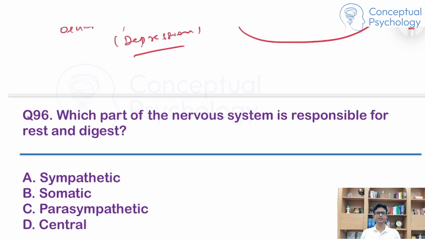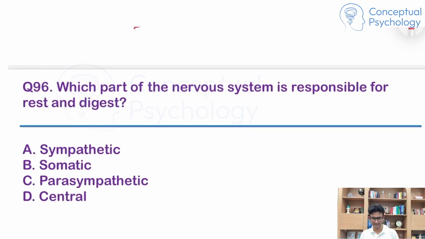The resting state is governed by the parasympathetic system, and in the resting state, the parasympathetic system is dominant. Whereas sympathetic, as you know, is the fight or flight response, where you are under some kind of stress or when there is a danger.